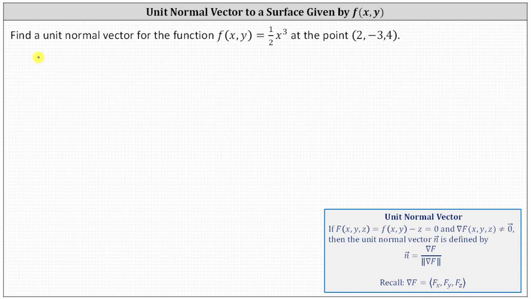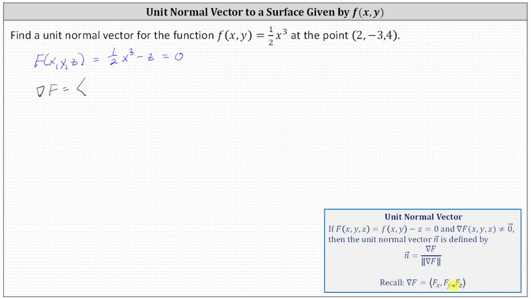To begin, big F of x comma y comma z again is equal to f of x comma y minus z equals 0, which in our case is 1/2 x cubed minus z equals 0. And now we need to determine the gradient of big F, which is the vector function in which the x component is the partial of big F with respect to x, the y component is the partial of big F with respect to y, and the z component is the partial of big F with respect to z.